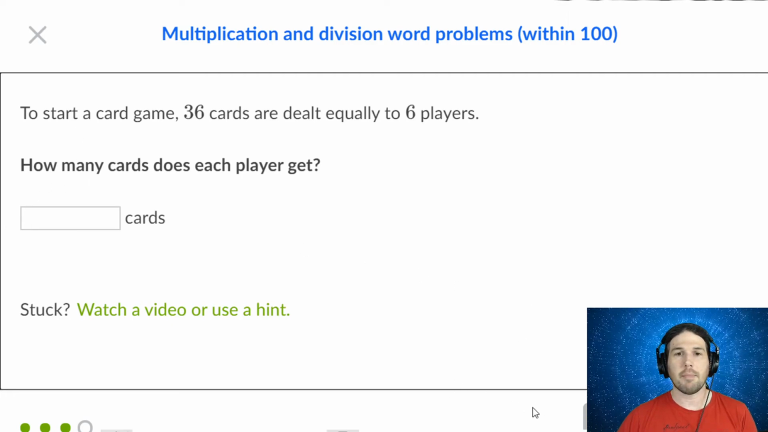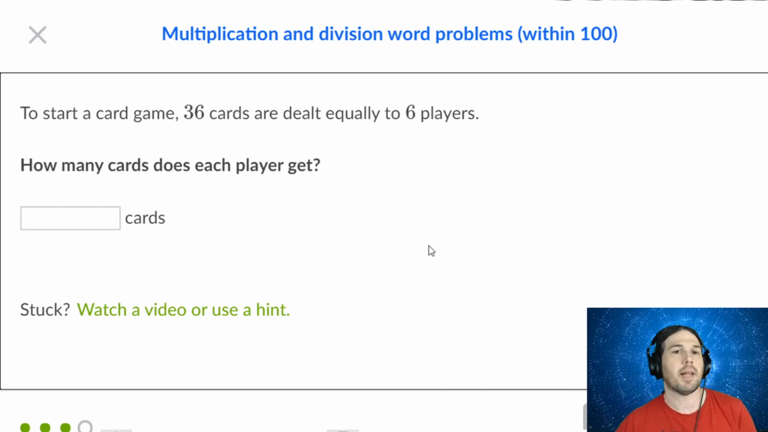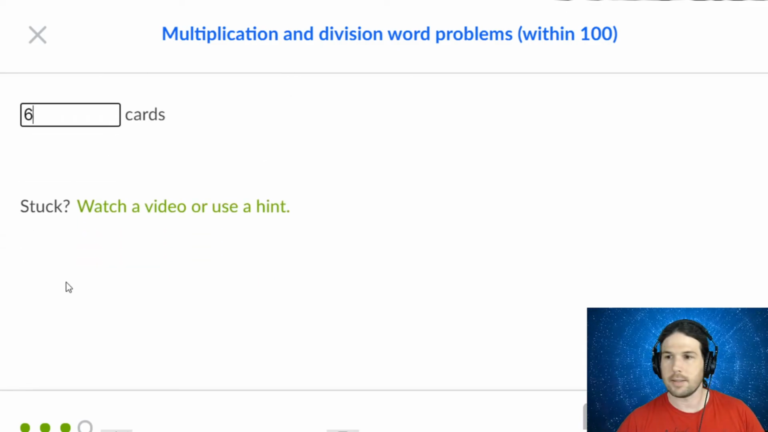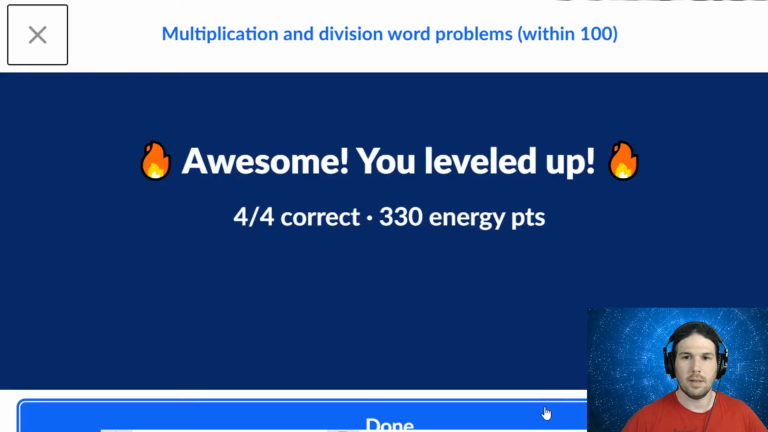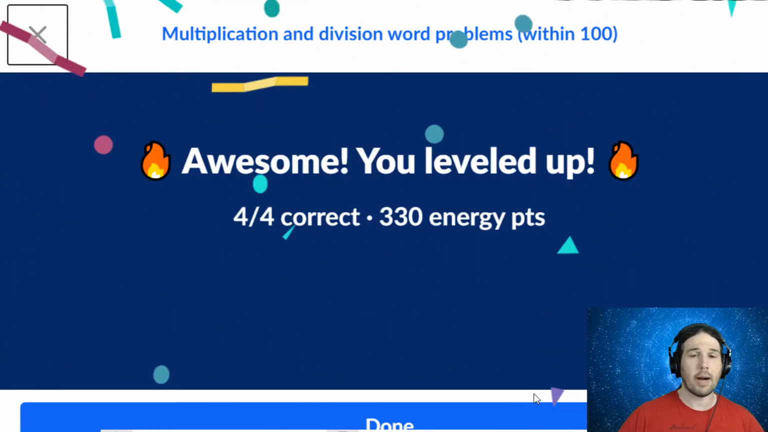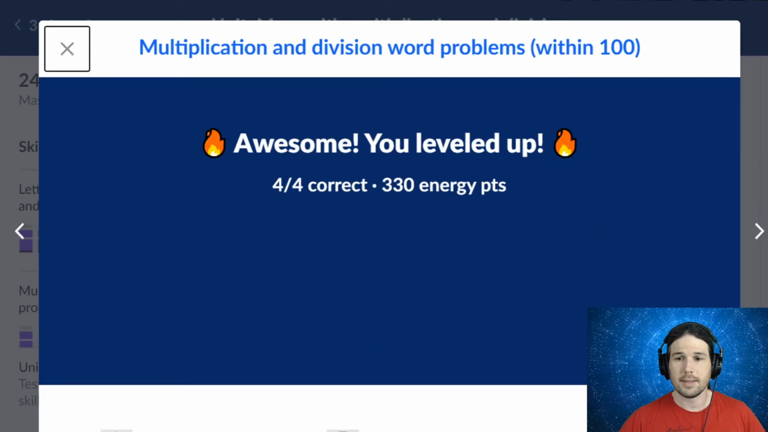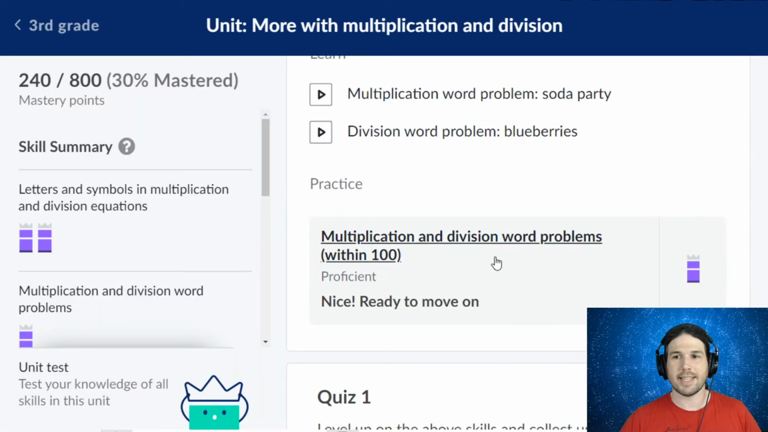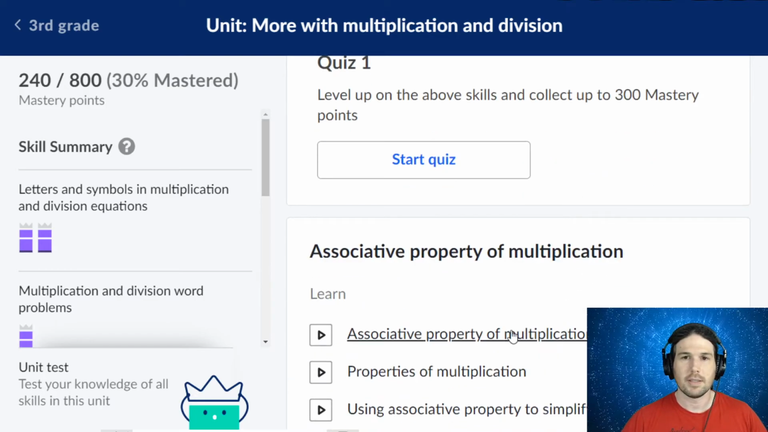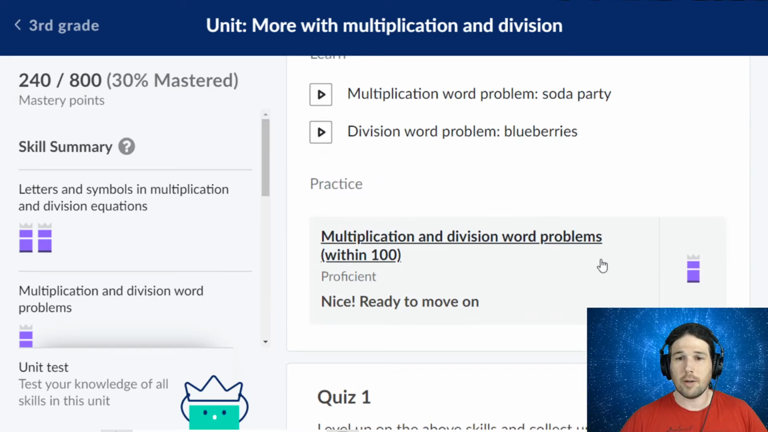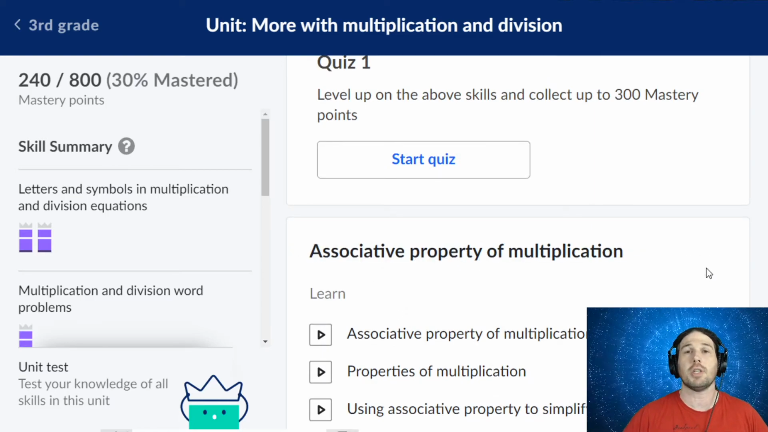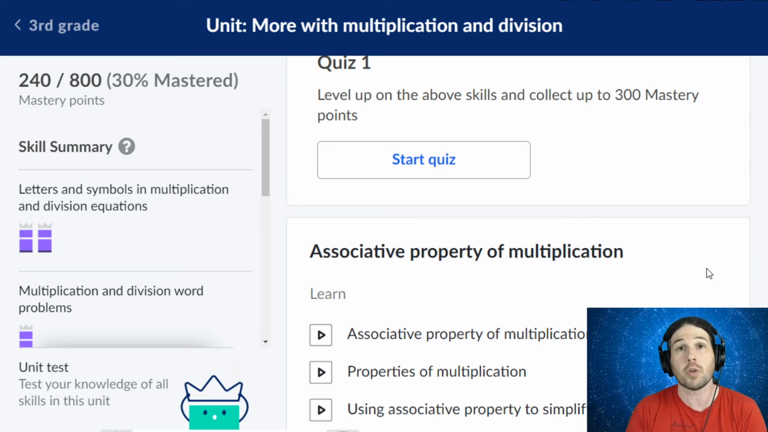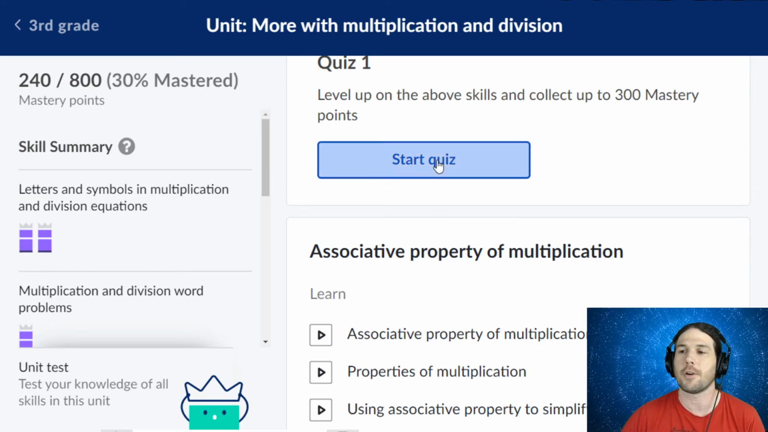To start a card game, 36 cards are dealt equally to 6 players. That is 6 cards per player. I actually have no idea how often chickens lay eggs. But still, 60 eggs a day seems excessive. All right, quiz 1, and then onward to the associative property of multiplication. Don't worry, just a big word for you can do multiplication in whatever order you want. We'll get there. Let's do quiz 1 first.